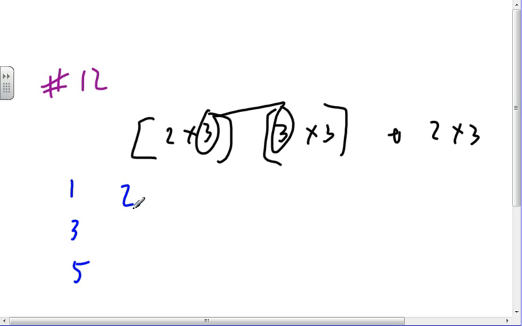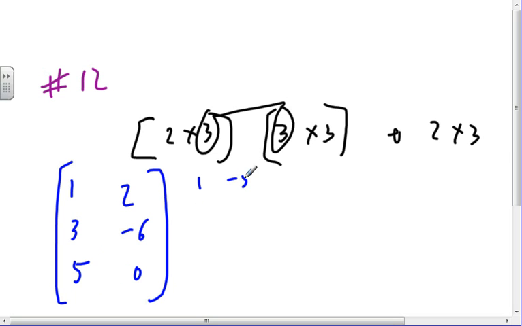Stupid author, anyway. Minus 6, 0. I mean, he should at least give us one that we can't do. 1, minus 5, 0. So I like them with zeros in it. That makes it easy to do. Minus 1, 4.